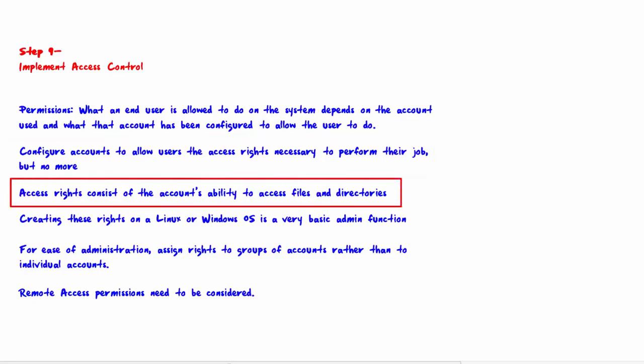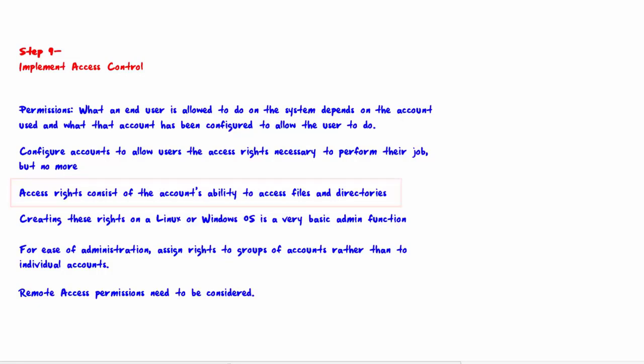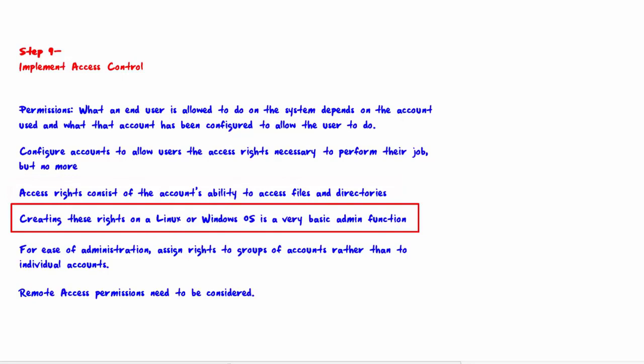Access rights consist of an account's ability to access files and directories. If access is granted to a file, is the account allowed to change the file or only read it? If access is granted to a directory, is the account only allowed to read the contents of the directory, or are they allowed to create new files in the directory, etc.? Creating these rights on a Linux or Windows OS is a very basic admin function, so we won't go into the specifics here.